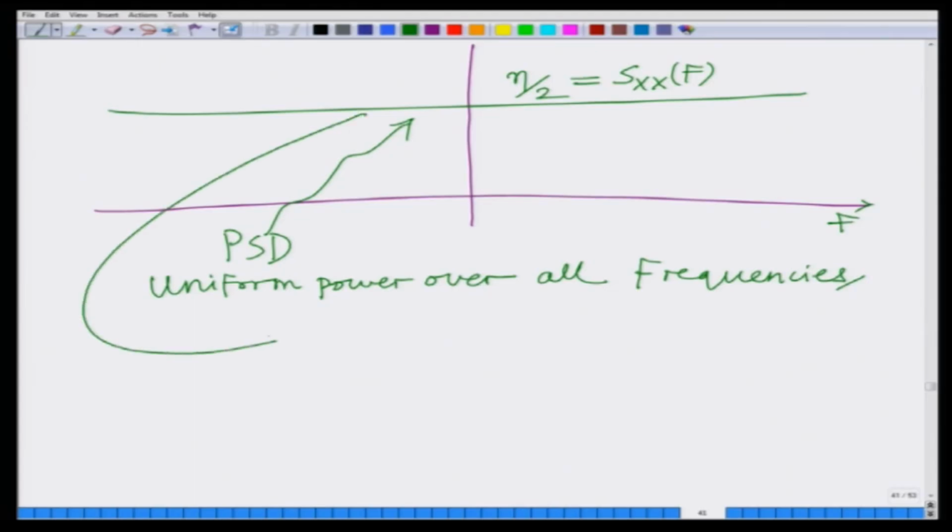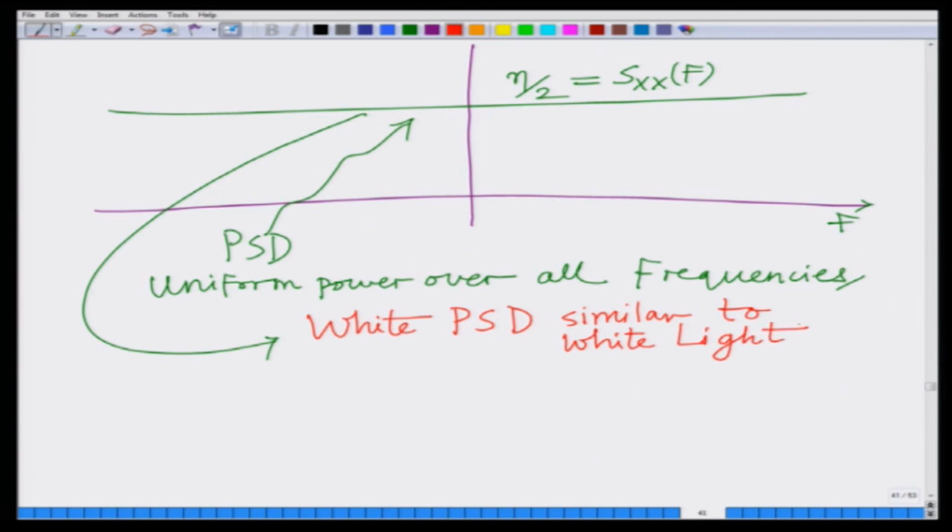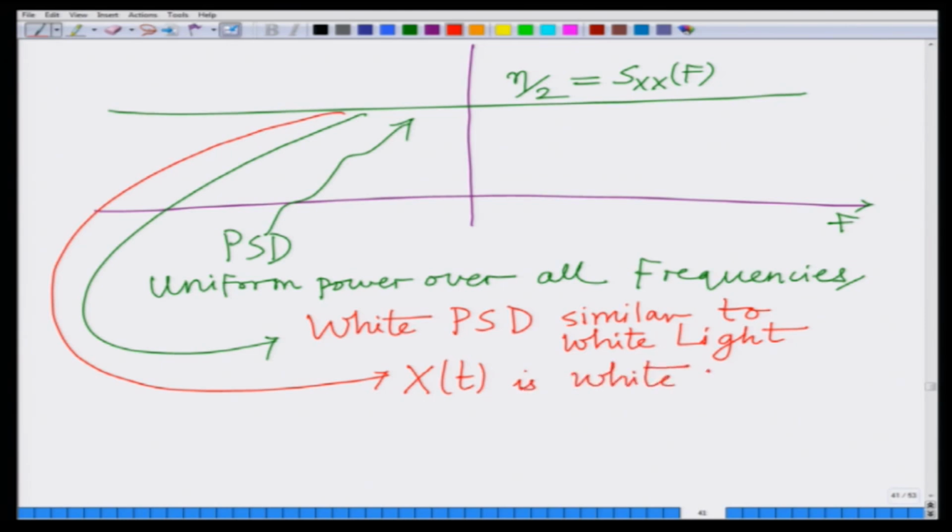Therefore, this is known as white noise, which has a white power spectral density. This is the characteristic feature of white noise. It has a white power spectral density, similar to white light, or it has a white spectrum. Therefore, such a noise X(t) is a white random process, which is also frequently associated with noise. Therefore, it is known as white noise.